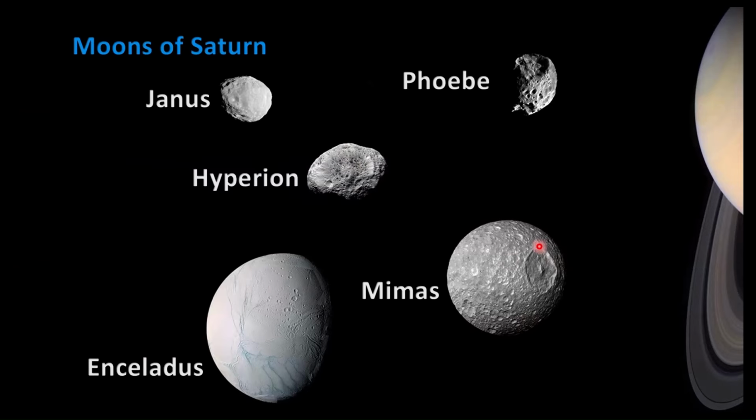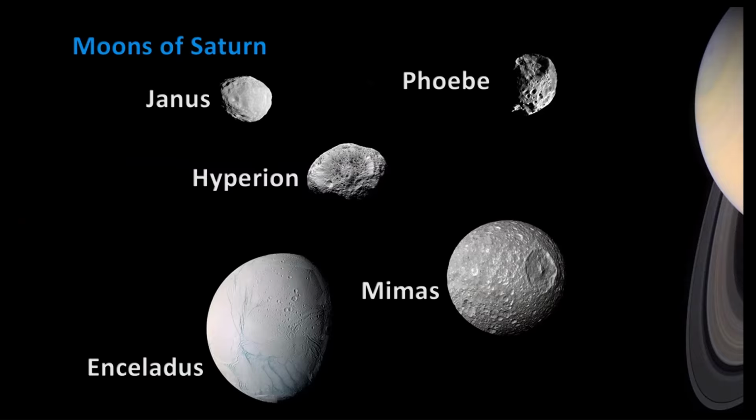Mimas has this unusually large crater called Herschel that's about 139 kilometers across, and the moon itself is only 400 kilometers across, so it has like the largest crater with respect to the diameter of the object that it's on. And Enceladus is another one of the wonders of the solar system.